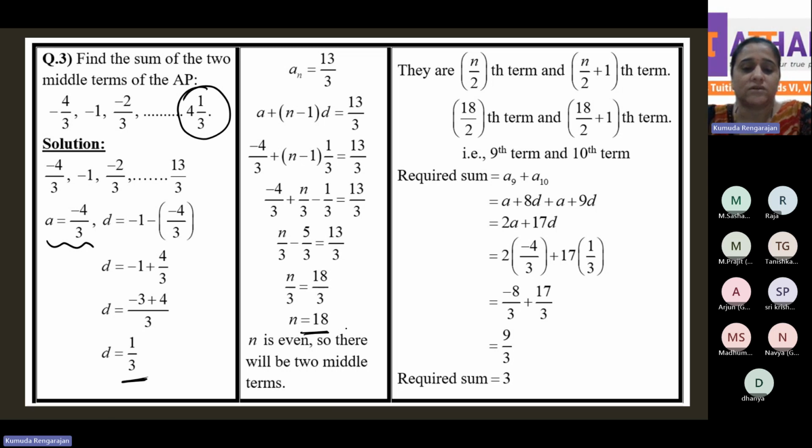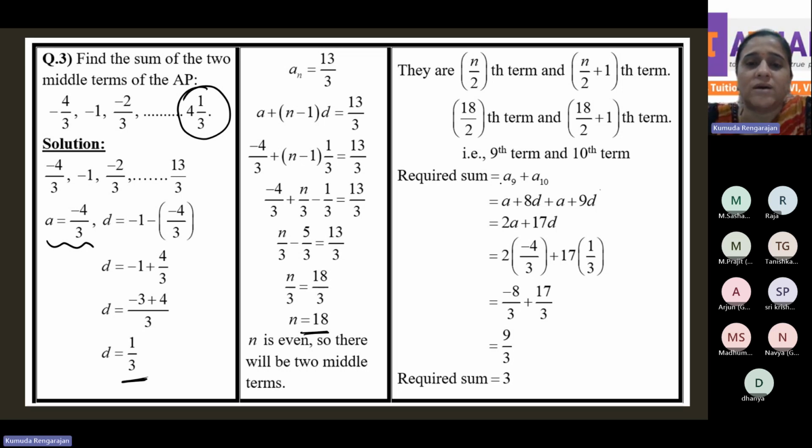And n is even. So that means there are two terms in the middle. There are two middle terms. So what are those terms? The n by 2th term and the n by 2 plus 1th term. These are the two middle terms, which means 18 by 2 and 18 by 2 plus 1. So the 9th term and the 10th term.